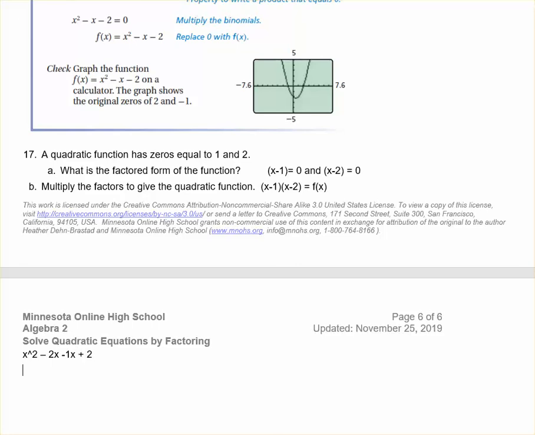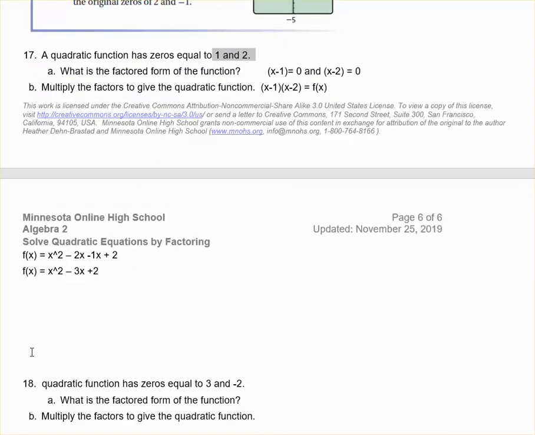Then I should say that this is what f of x is equal to again. Put that in front this time. And then that means that our function, once we add our like terms, would be x squared minus 2x minus 1x is minus 3x. And then we have our plus 2. So if we were given that quadratic and asked to factor it, we would get these factors. And if we were asked to find the zeros, we would set those equal to 0, and we would get 1 and 2. So we're working backwards to find the original function.